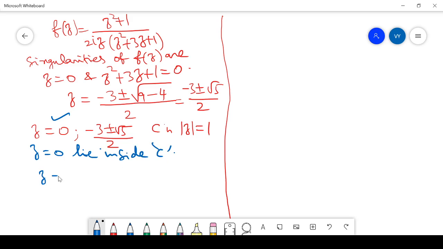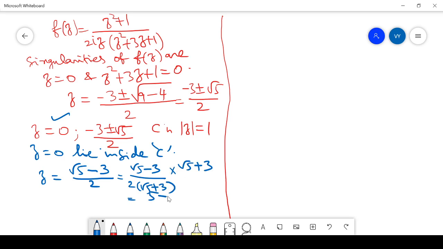Okay. Now you take the other one, root 5 minus 3 by 2, one of the roots. Now what I will do is multiply and divide by the conjugate of the numerator, 2 into root 5 plus 3, and I have to multiply this with root 5 plus 3. This will be 5 minus 9 divided by 2 into root 5 plus 3. So this will be minus 4 by 2 into root 5 plus 3.